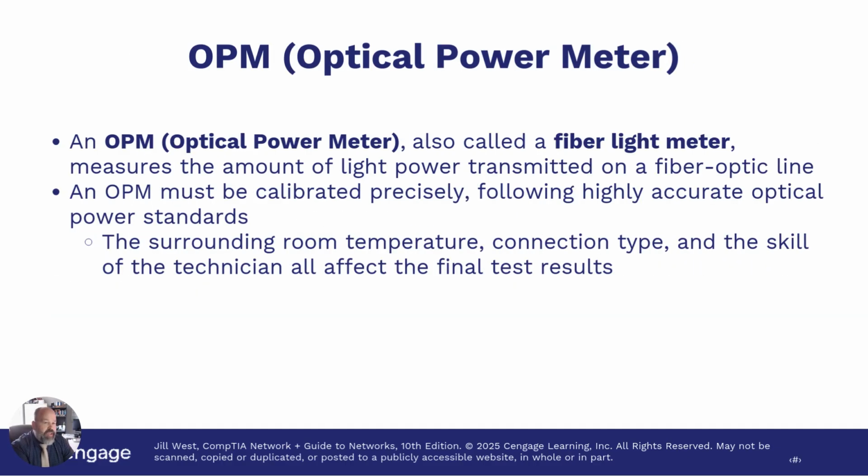Next, we have an optical power meter or an OPM. That measures how much light power is transmitted on fiber optic lines. It's kind of like a light meter for photographers, but for network cables. The OPMs must be calibrated precisely following strict optical power standards. Room temperature, connection type, and technician skill all affect the results of using one of these.